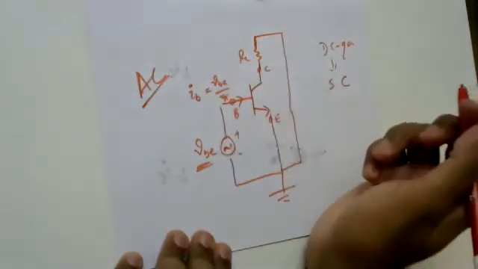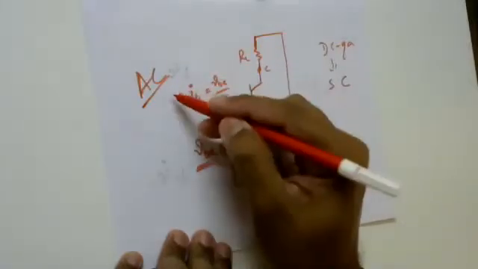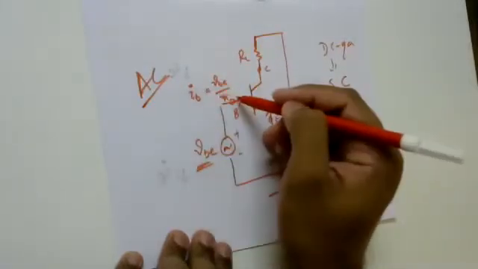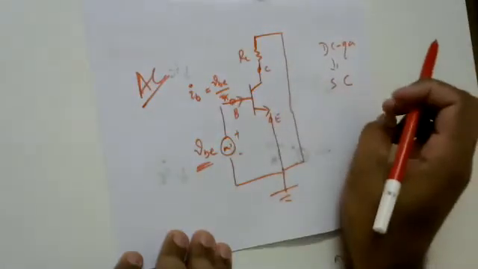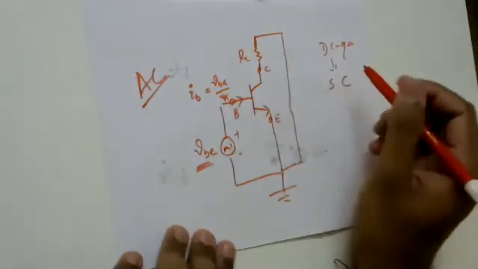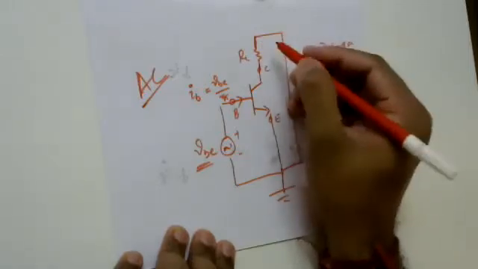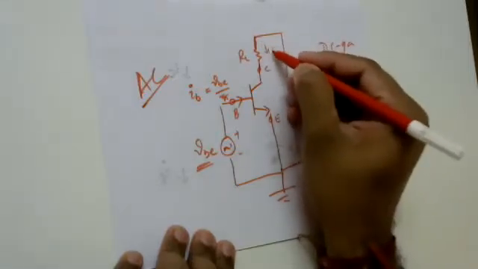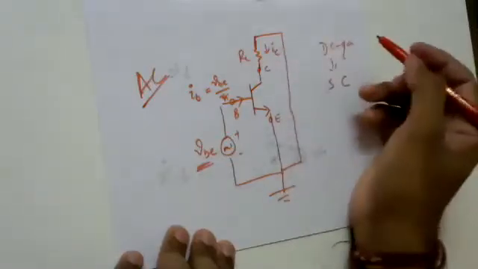VBE divided by R pi. This is what we were able to derive yesterday, where R pi was equal to VB by IB. I hope you are able to remember it, right? Similarly, I know that the current that is going to flow through this resistance terminal is nothing but my IC.